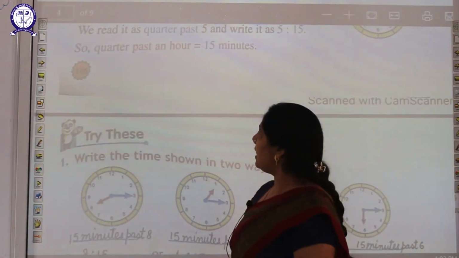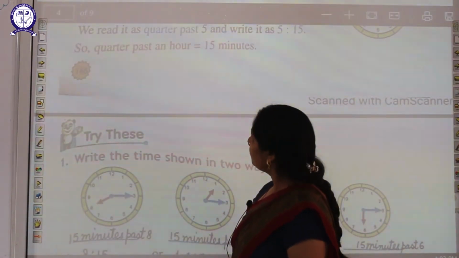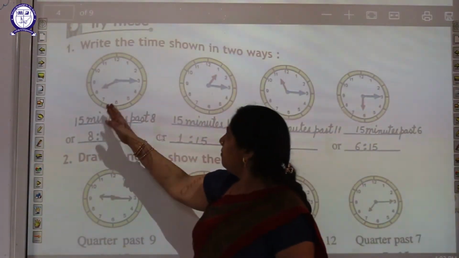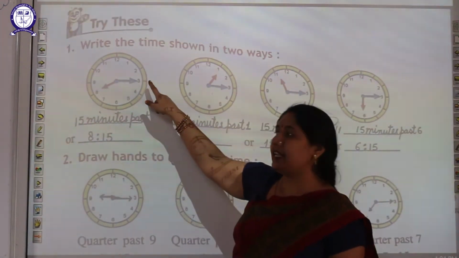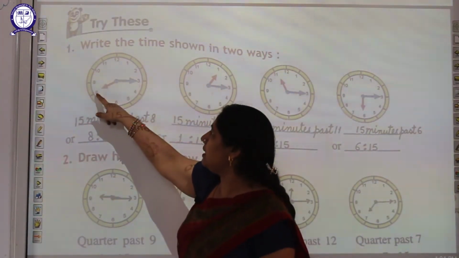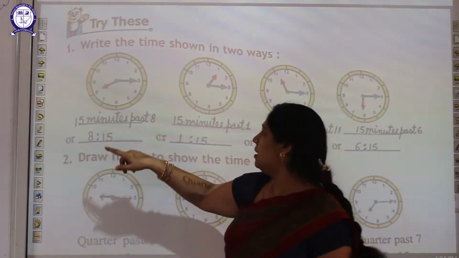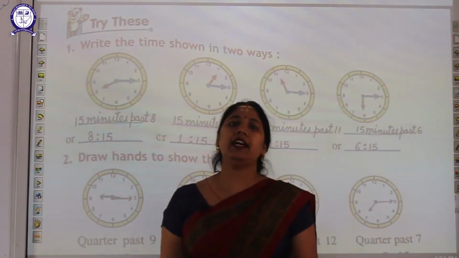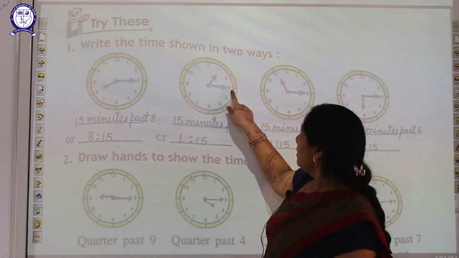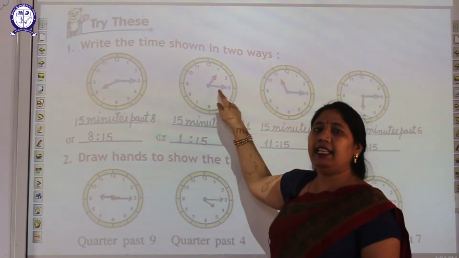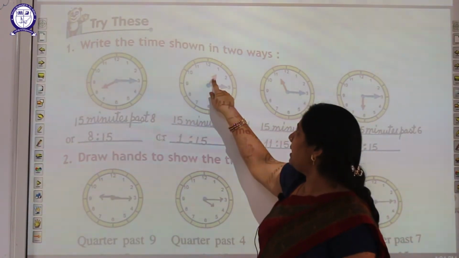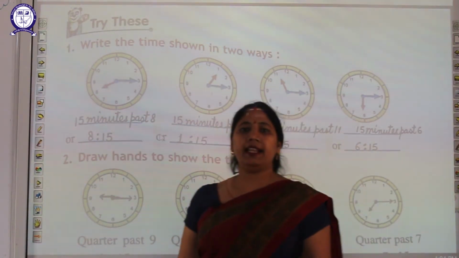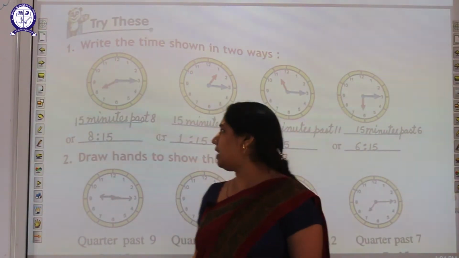Come to the next, try this. Write the time shown in two ways. Look here, the minute hand is at 3 and the hour hand is near the 8. So 8:15 means 15 minutes past 8 or quarter past 8. Same here, the minute hand is at 3 and the hour hand is near the 1. So 15 minutes past 1, quarter past 1 or 1:15.